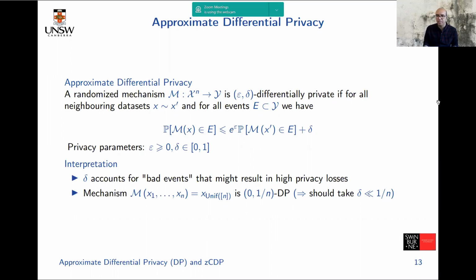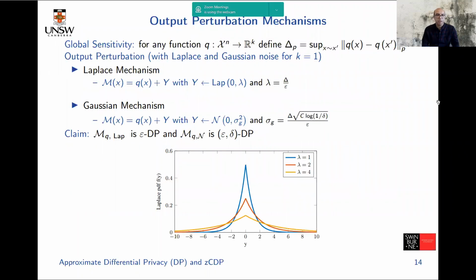For instance, the US census in 2020, when it switched to the Gaussian mechanism, used a delta around 10 to the power of -10, which is a very small value in terms of magnitude. Now, let's talk about the output perturbation mechanism. Before that, we need to define global sensitivity.